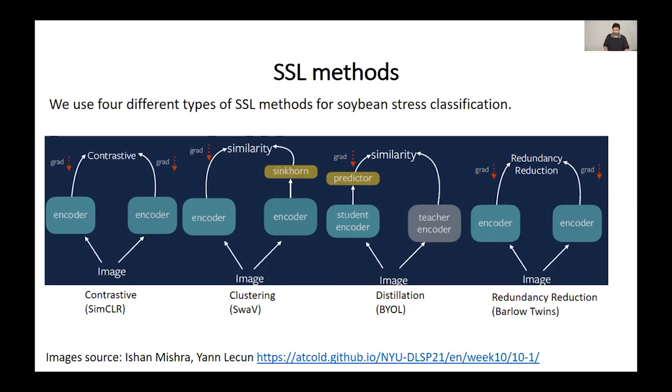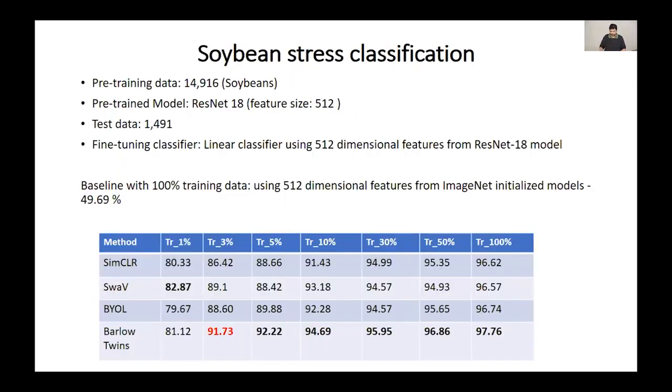In Barlow twins, we try to have 2 losses. One is invariance and another is information maximization. Both help us learn efficient representations for the encoder, which can be used for the downstream task. So this is the important slide. If there is one takeaway from this talk, this is the key result.